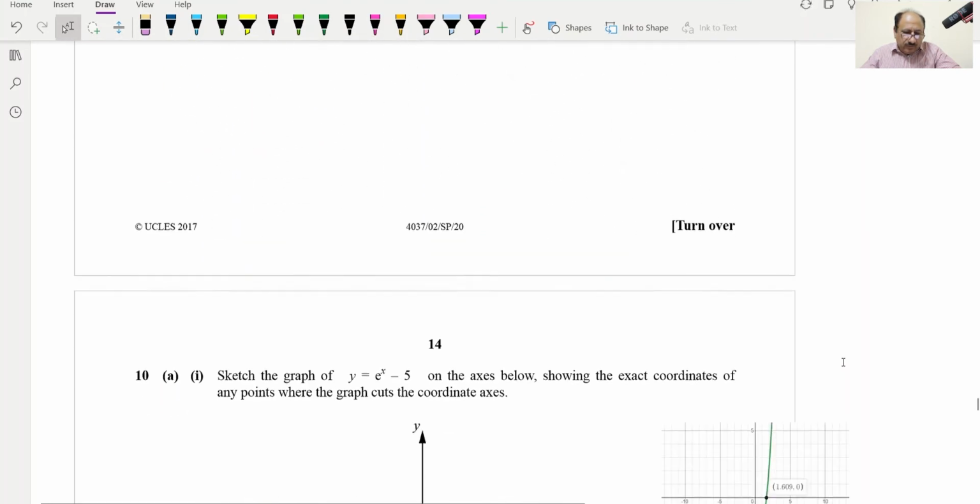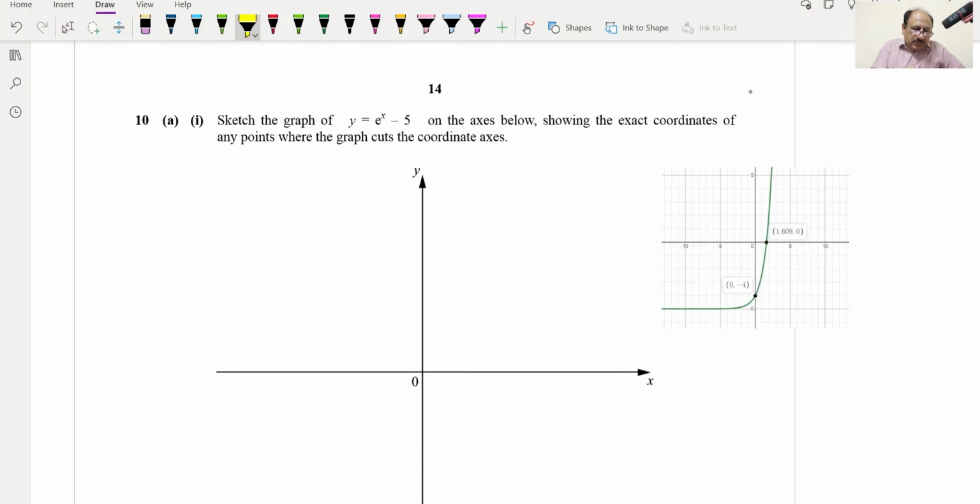This last part was a 4-mark question. Question number 10a, part 1. Sketch the graph of y is equal to e raised to x minus 5 on the axis below, showing the exact coordinates of any points where the graph cuts the coordinate axis. So this is not part of the question. I've inserted it for your explanation. I'll explain in a while.